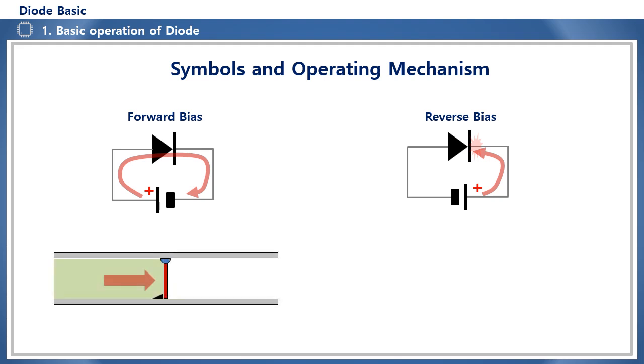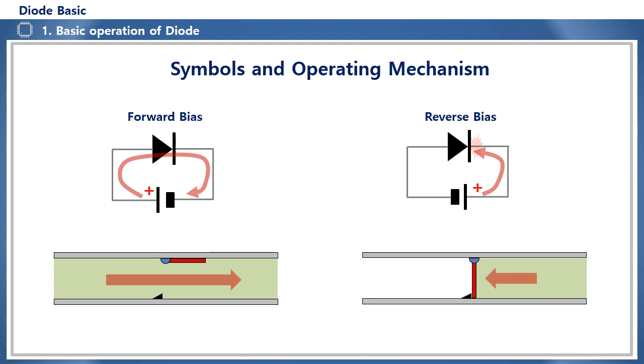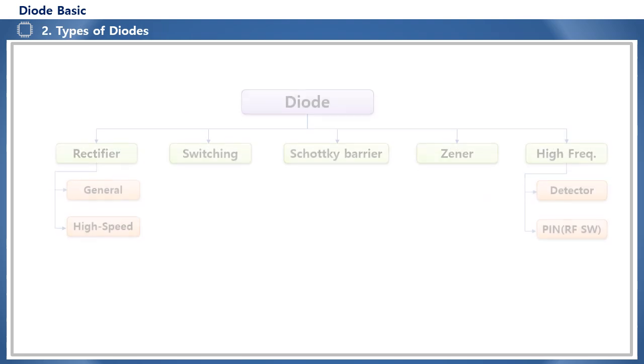To intuitively understand the operation of a diode, you can think of it as a structure of a drain pipe's blocking bar. In forward bias, the blocking bar is opened by voltage, i.e. water pressure, allowing current to flow. In reverse bias, the blocking bar is caught in the latch by voltage, i.e. water pressure, preventing current from flowing. In this way, the operating structure of a diode can be summarized in one word as a unidirectional current switch.